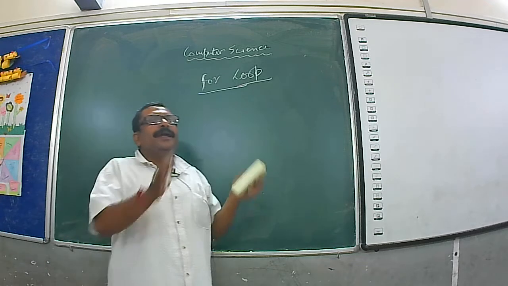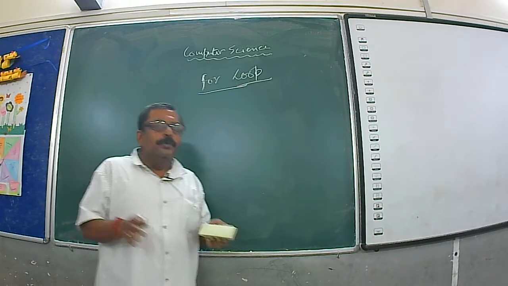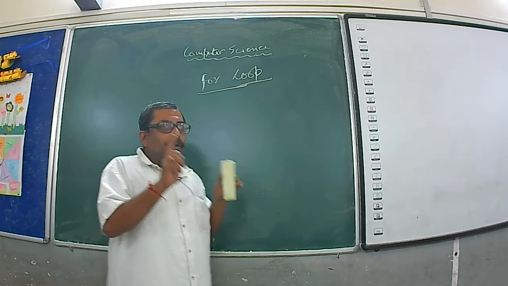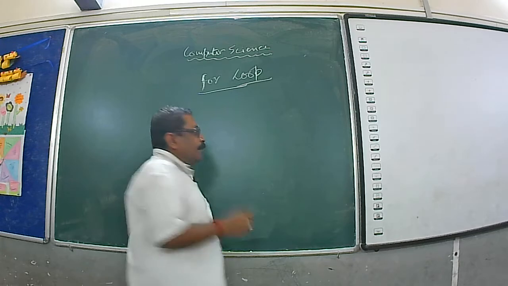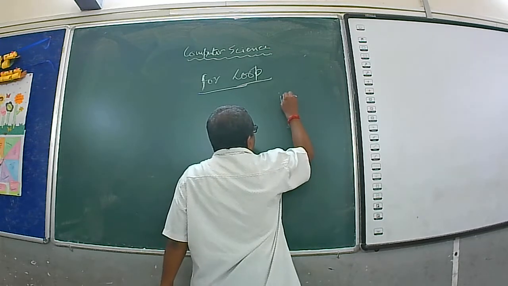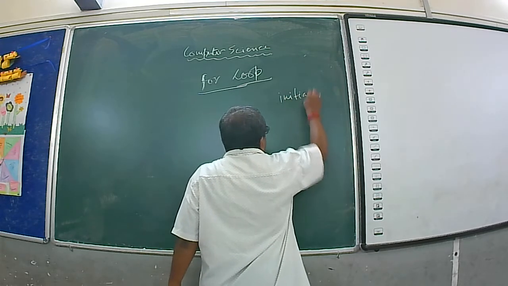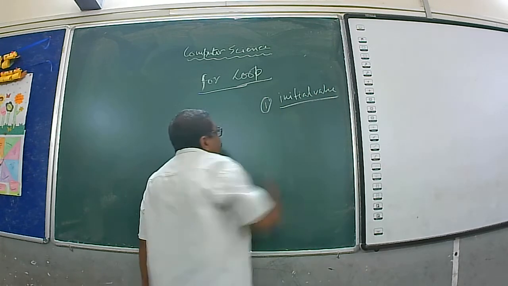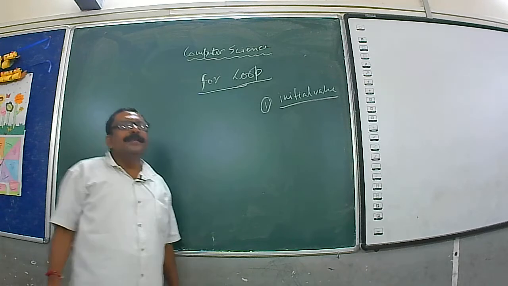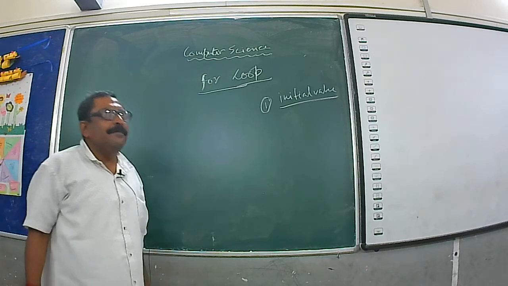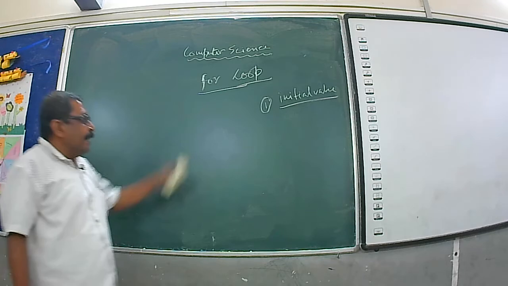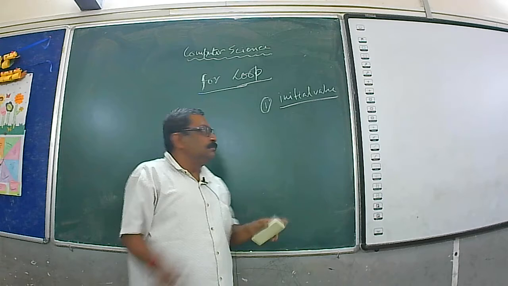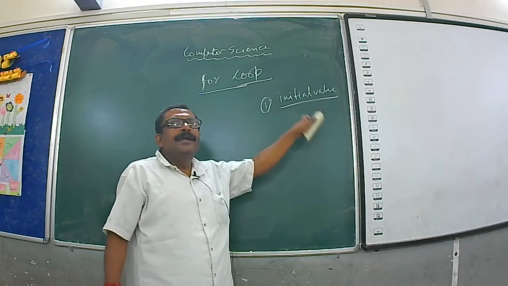Any kind of loop, either for loop, while loop or do while loop, there are three constants. What are the three constants? Number one, initial value or starting value. Initial value or starting value means, in case of 1 to 10, what is the starting value? Starting value is 1. So that is the starting value or initial value.